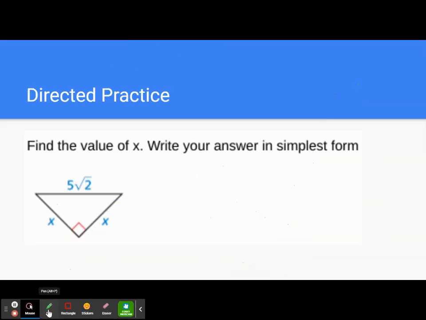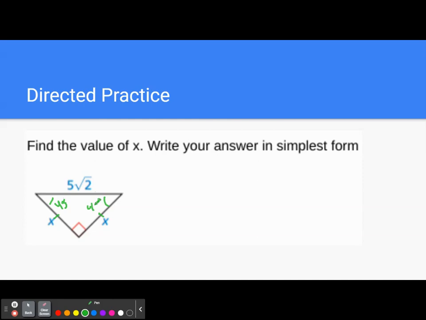Okay, let's do this one. First thing you need to do is fill in that missing number, 5 square roots of 2. Find the value of x, write your answer in simplest form. So first you need to figure out is it a 45, 45, 90, and since those two sides are x, I know that they're congruent, so that makes the angles congruent, which makes them each 45, so I'm good.